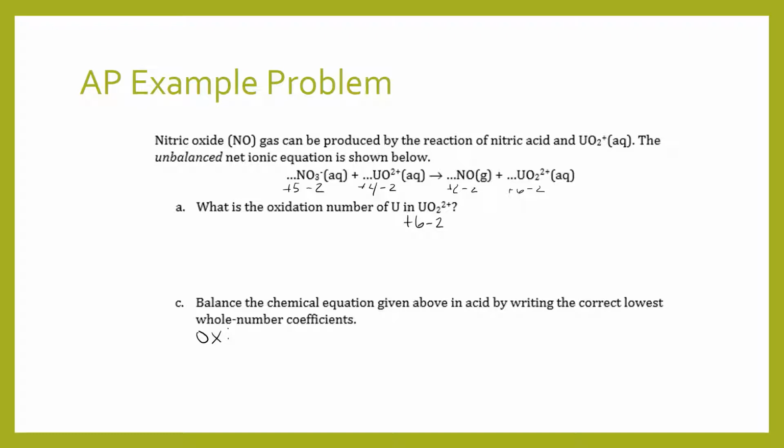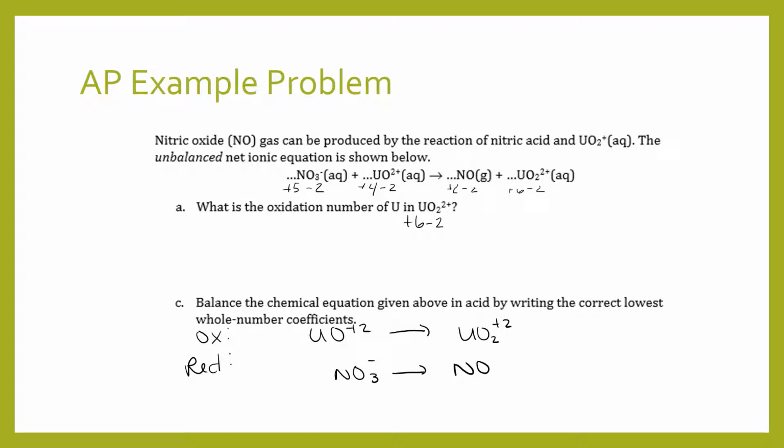My nitrogens are going from a +5 to a +2. This implies that they are gaining electrons and are being reduced. My uranium is going from a +4 to a +6, implying that it's lost electrons and is oxidized. So, let's break it up. There's my oxidation half reaction. And there's my reduction half reaction.